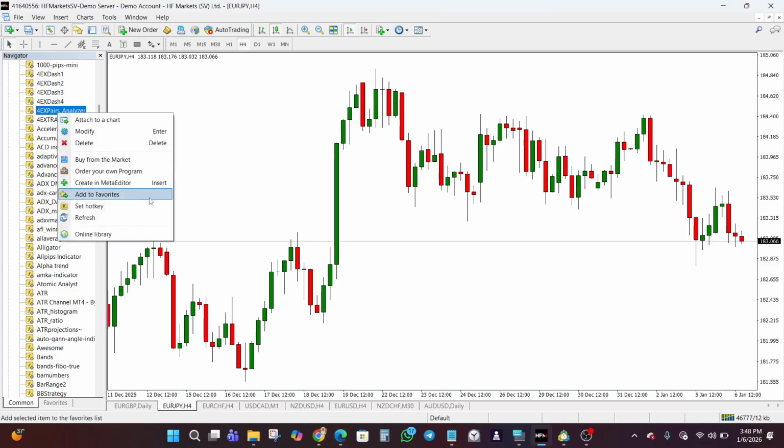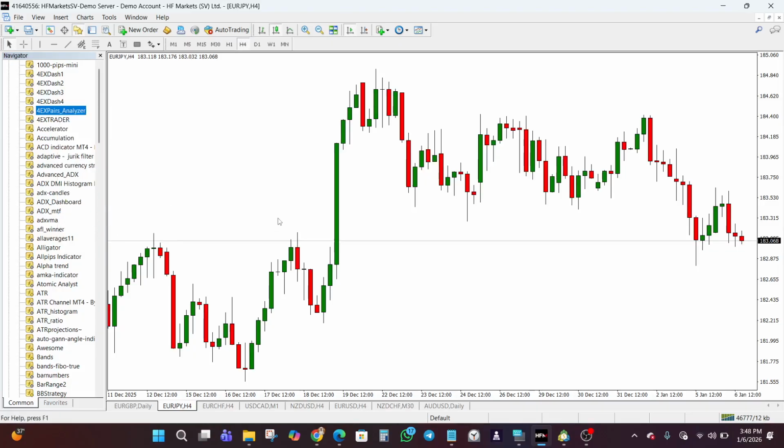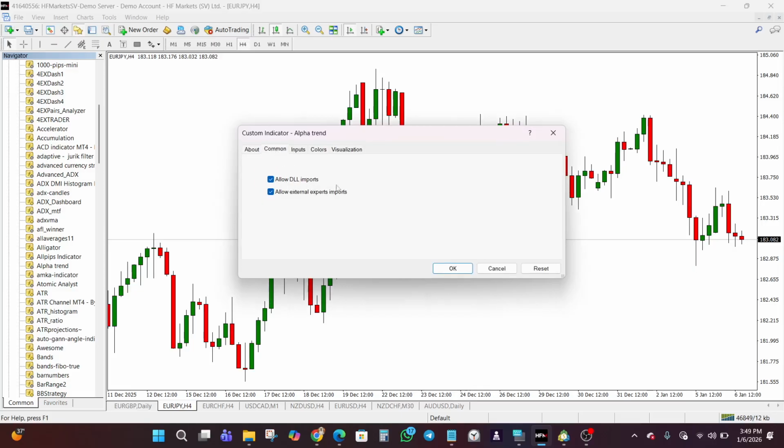Then you come to your navigator after you must have added the indicator file to your indicators folder. Come to your navigator and refresh. Now, after you've done that, just look for the Alpha Trend indicator. Drag and drop. Ensure that the allow DLL imports box is checked.